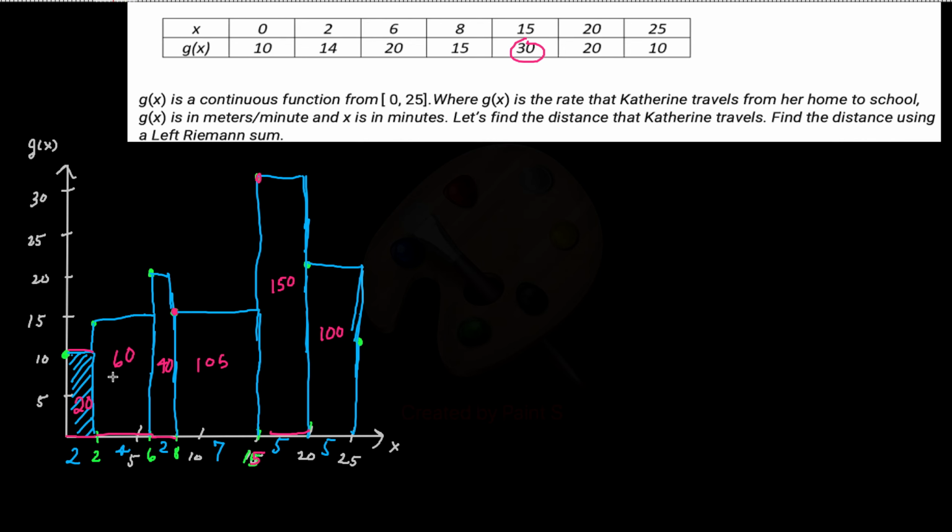And if you want the approximation using left Riemann sums, you just add up all these values. So it's going to be 80, 120. 120 plus 105 is 225, plus 150, plus 100 is 250, plus that is 475. That is about how many meters she traveled. It's an approximation of how many meters she traveled. And that relates to the idea that the area underneath this curve, whatever the curve looks like, is the distance that she went.